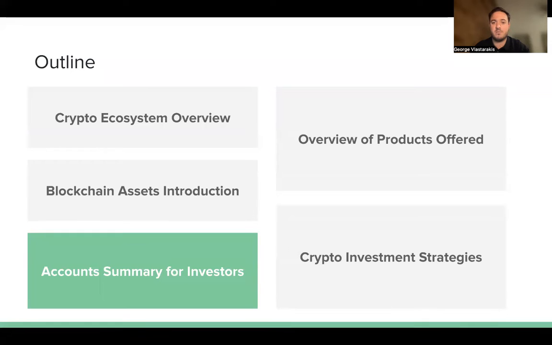Next, we will look at our footprint in the crypto ecosystem. This is the first stage that investors are facing when stepping into this world. So we will summarize their main options for creating accounts and browsing platforms.